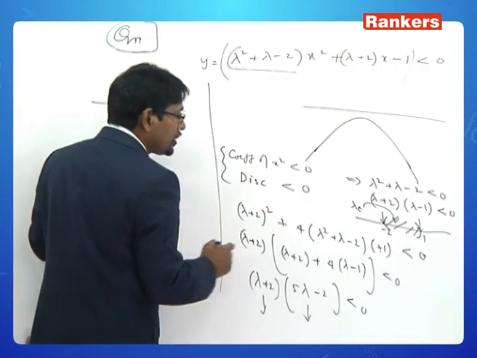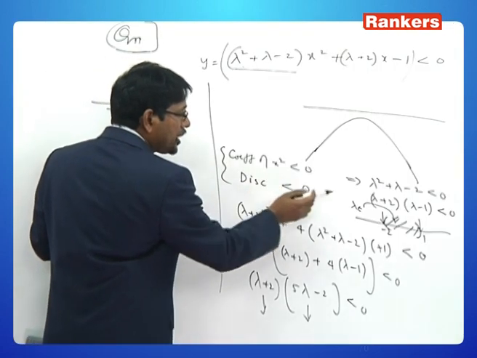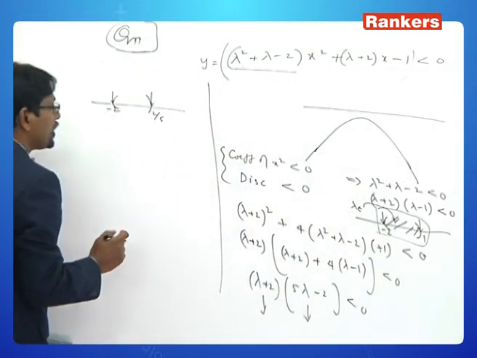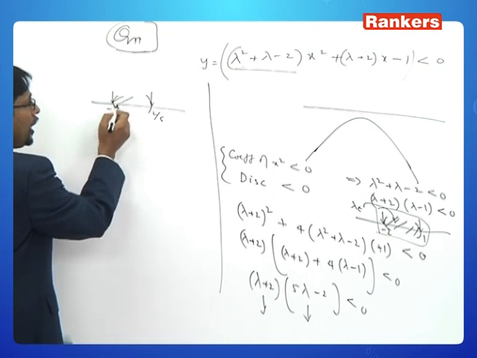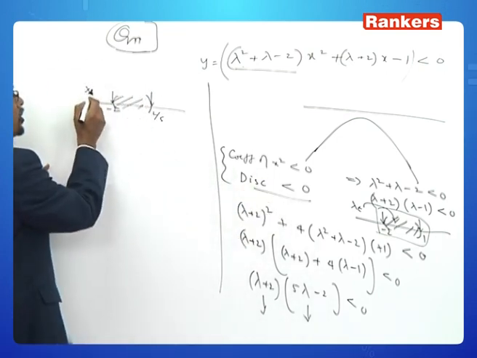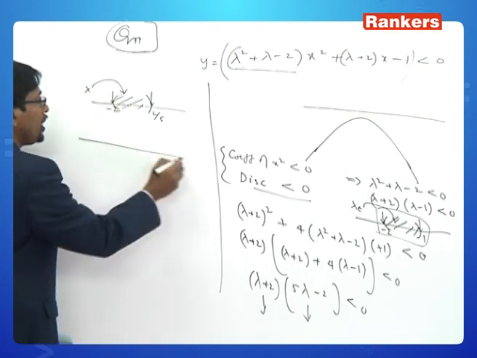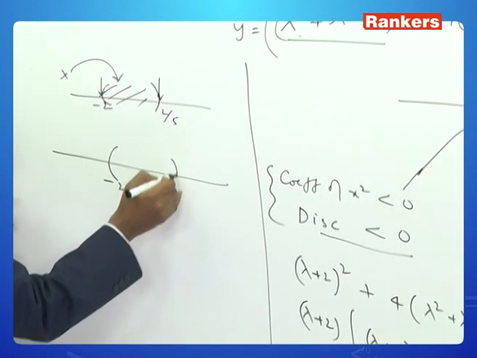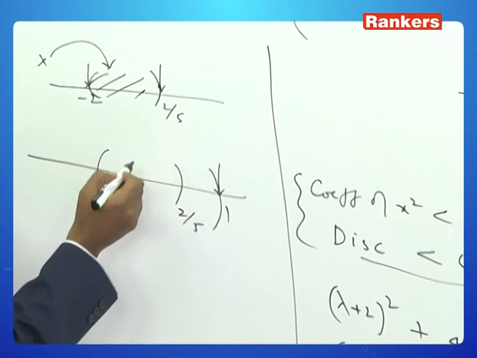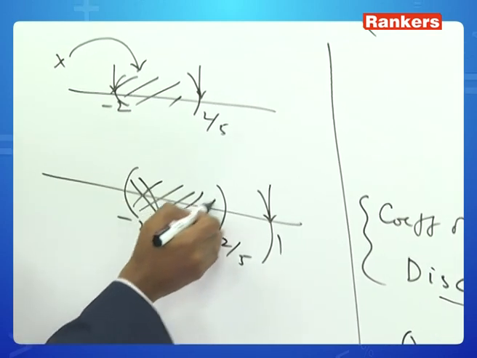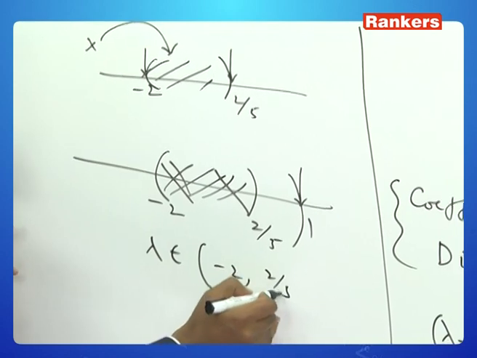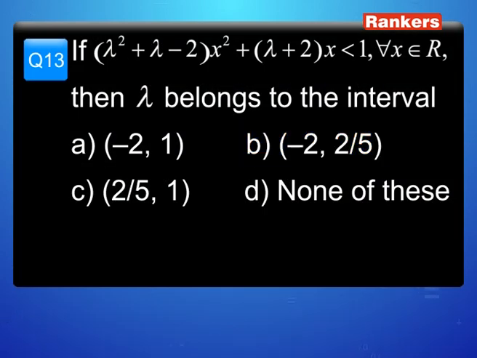We observe that here the first criterion gives us lambda should belong to the open interval minus 2 comma 1. On the other hand, when I look at the discriminant less than 0, I am getting the condition that lambda should belong to this. So what is the common region? Lambda should belong to minus 2 to 2 by 5. 1 is here. But the common region is this portion. So lambda therefore must belong to minus 2 comma 2 by 5. Therefore the answer is B.